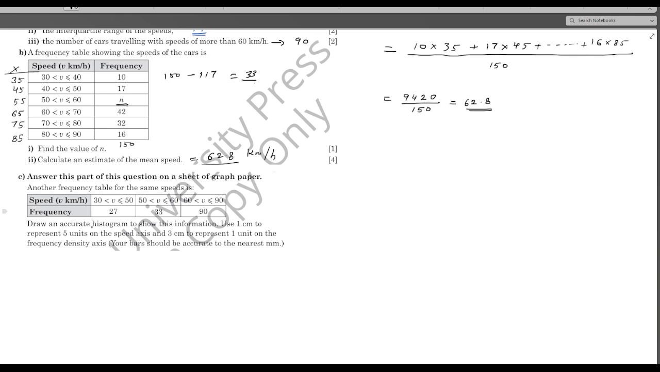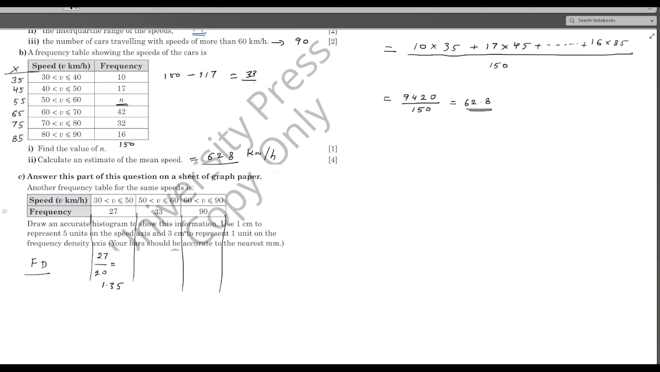So to draw the histogram, first I have to find the frequency density. For the first column, it is 27 divided by the difference of 30 and 50, which is 20. So 27 divided by 20 is 1.35.